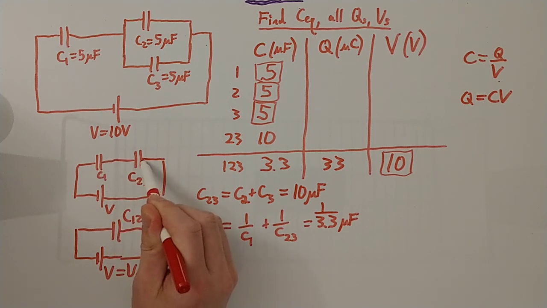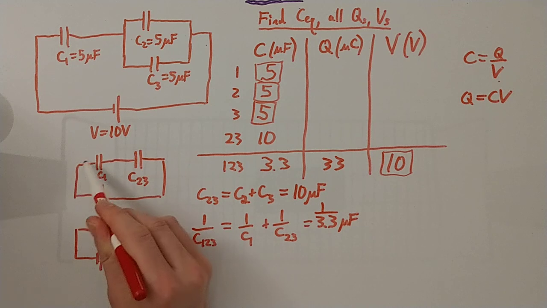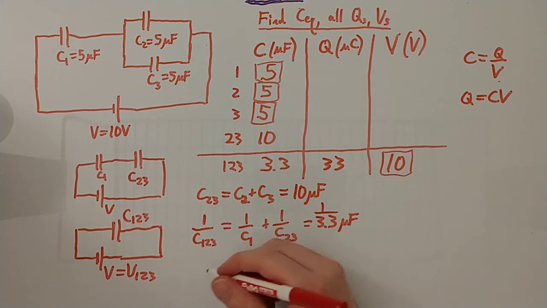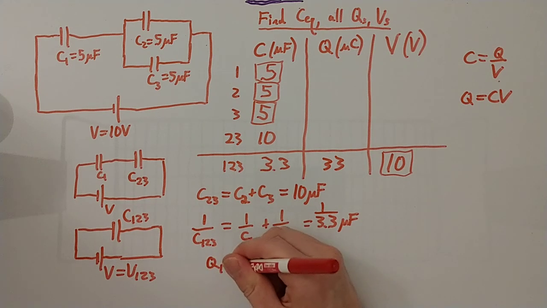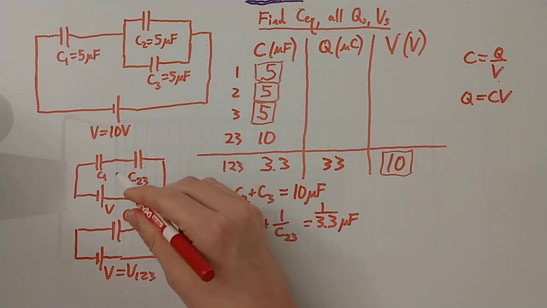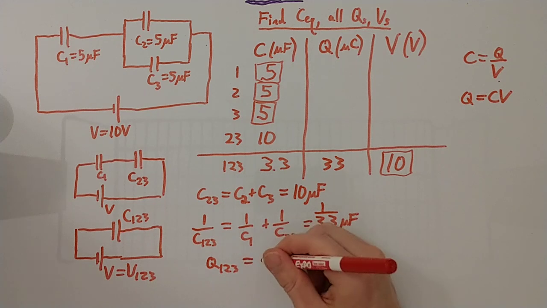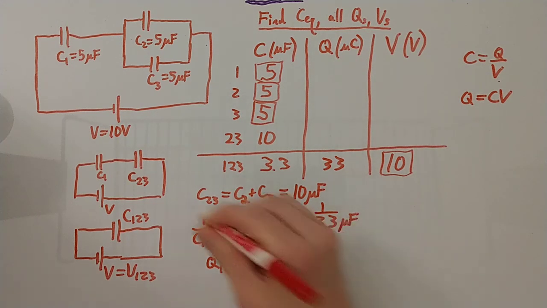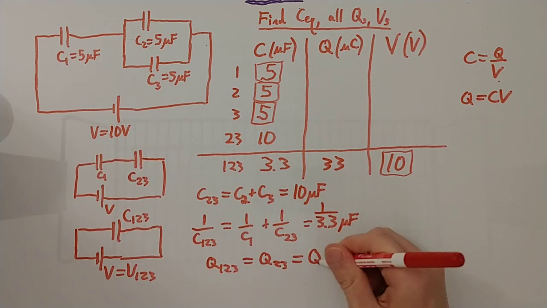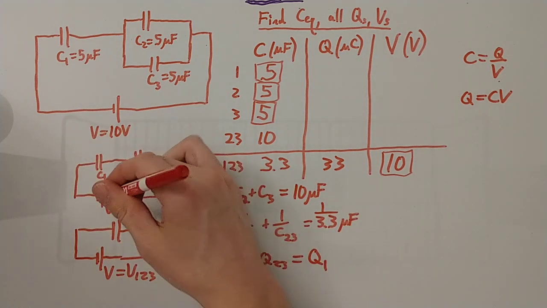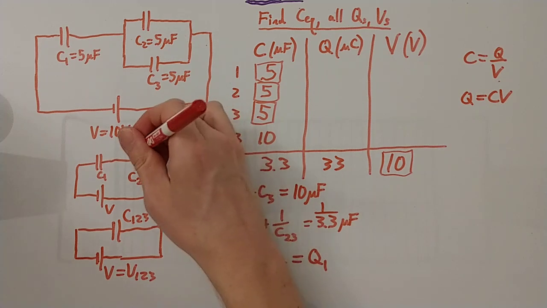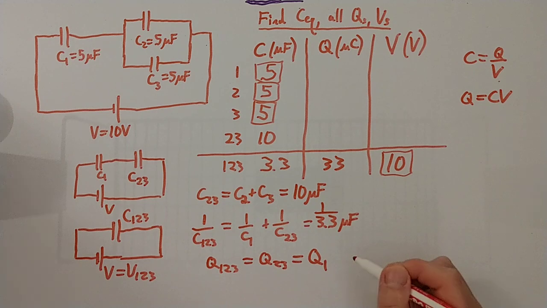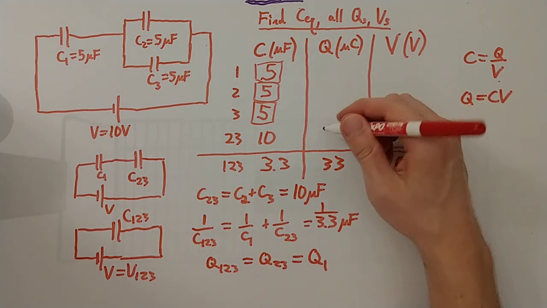It's the amount of Q that flows out and hits this one, and it is also going to be the amount of Q on this one. So we can note that Q1,2,3 here is going to be equal to Q on 2,3, and is also going to be equal to the Q on 1, right? Because those are all in series. Whatever the Q is that hits 2,3 is also going to be the Q that hits number 1. So all of these have the same Q, so we can go ahead and fill those in.